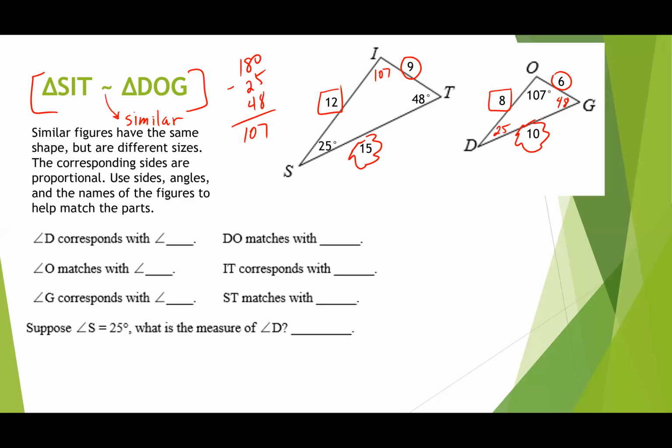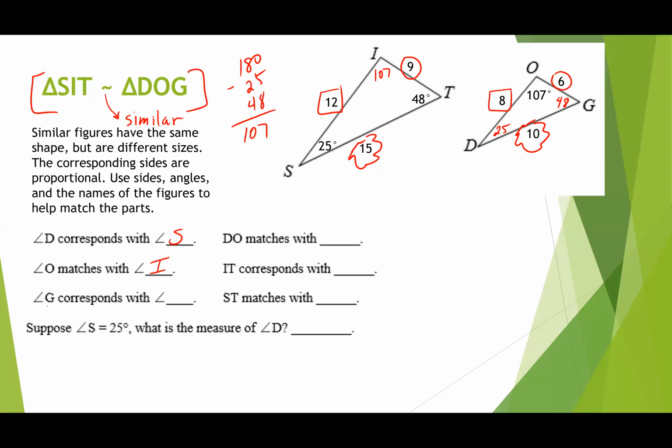So now we're going to fill in this little chart here. Angle D. What does angle D correspond with on our other one? Angle S. And you can see that in the name. Do you see how S and D are both the first letters in the name? All right, angle O. What is angle O going to match with? Angle I. And you can see that they're both 107 degrees. So angle O matches with angle I. And again, they're both the second letters in each of the names.